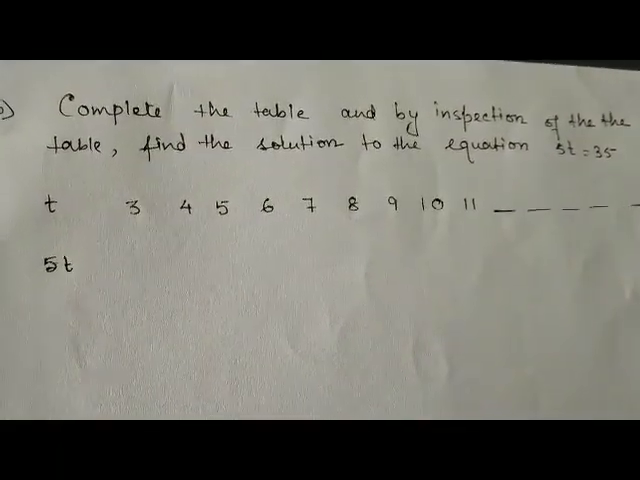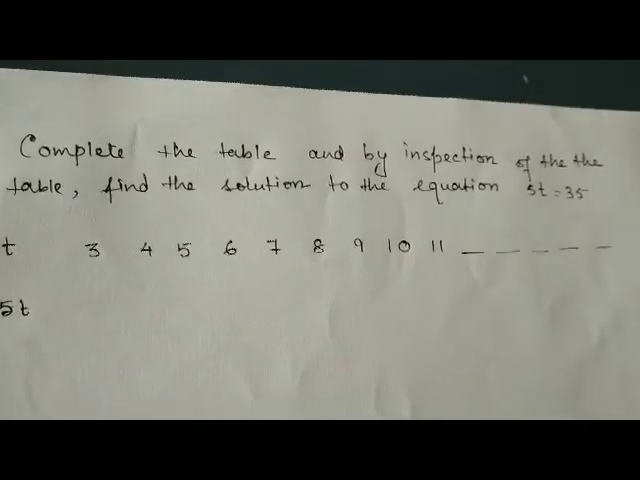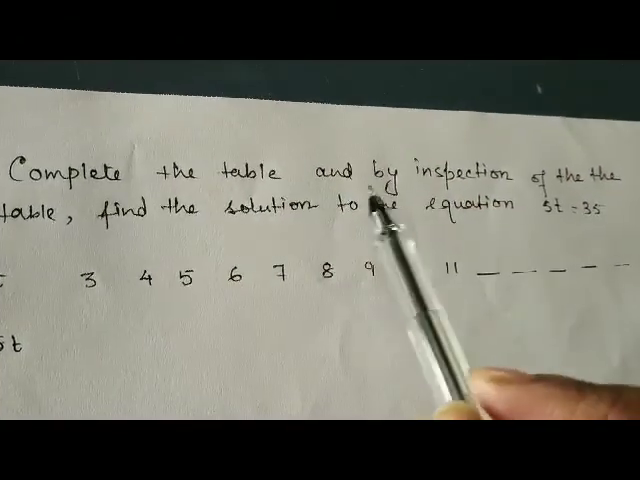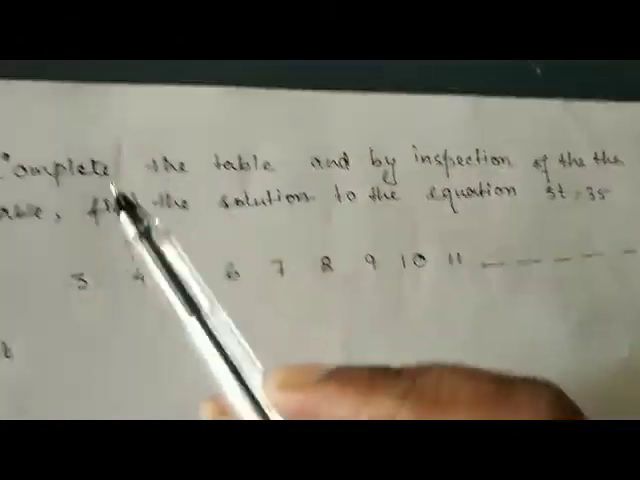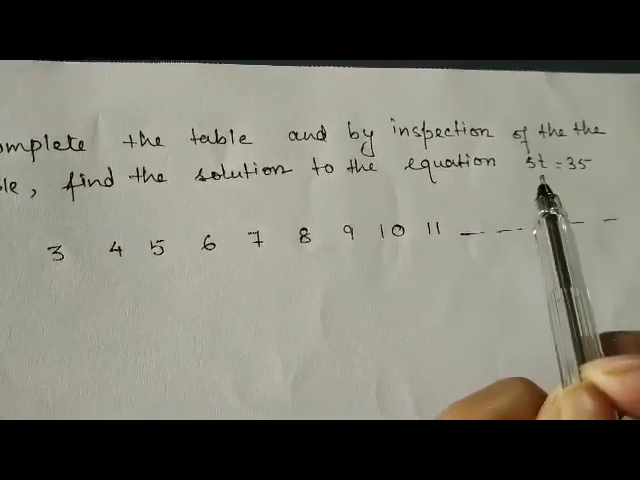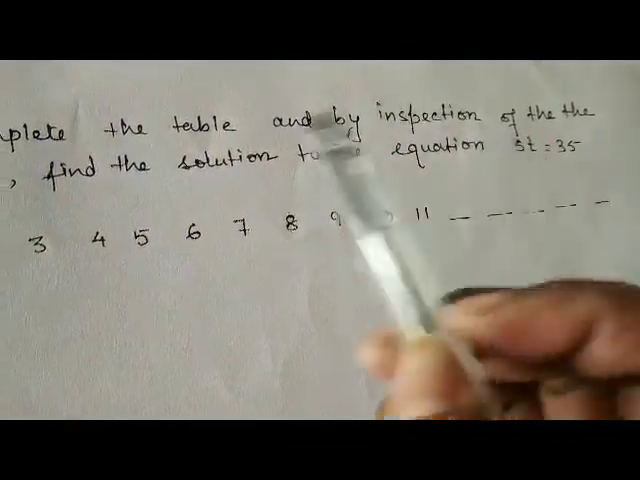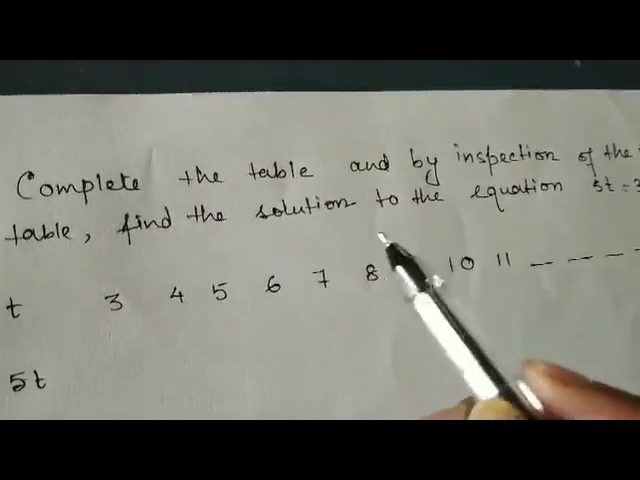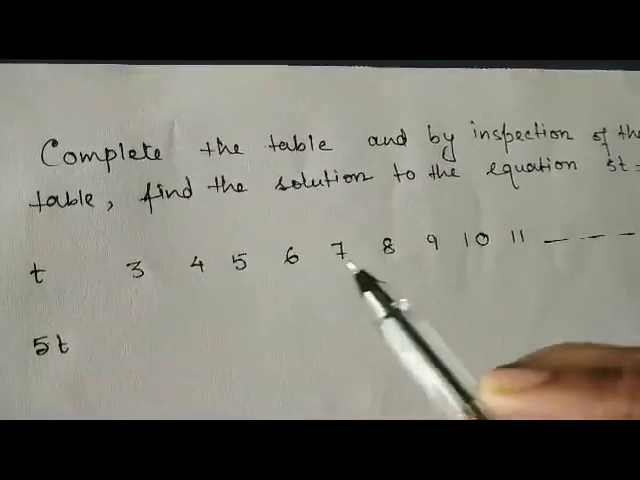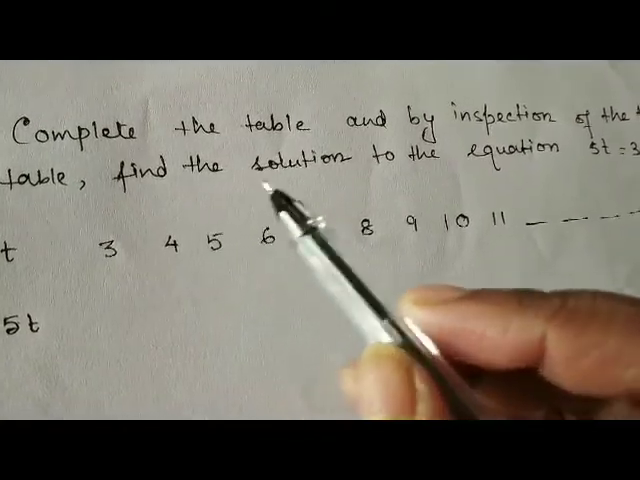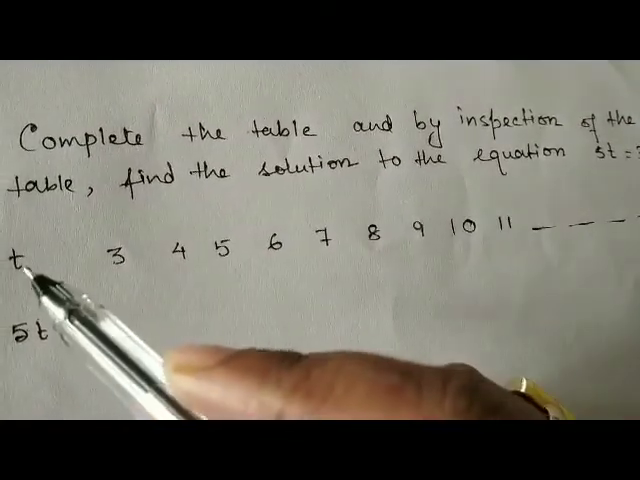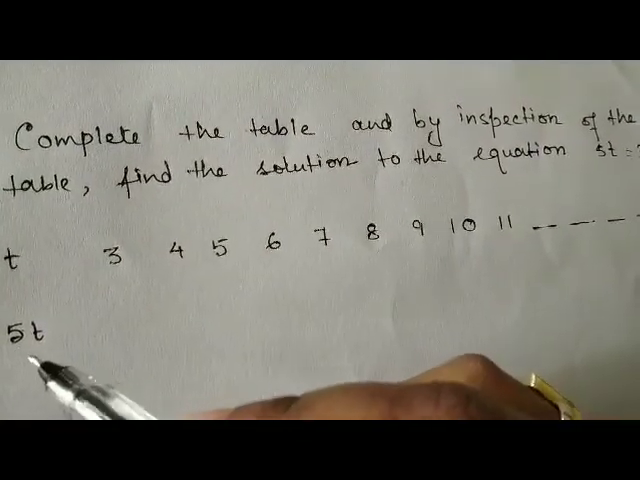Now next, coming to the B part. B part says, complete the table and by inspection of the table find the solution to the equation 5t is equal to 35. Here the equation is different but the sum is the same as the previous one. We will have to complete the table by putting these numbers in place of t. Now here 5t is given.